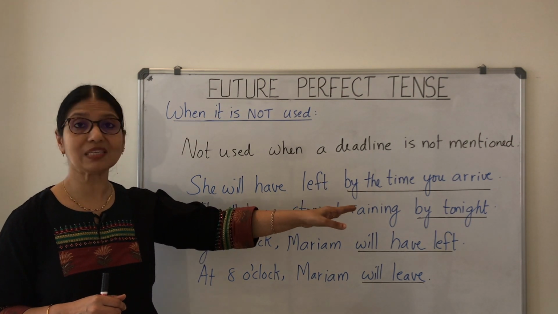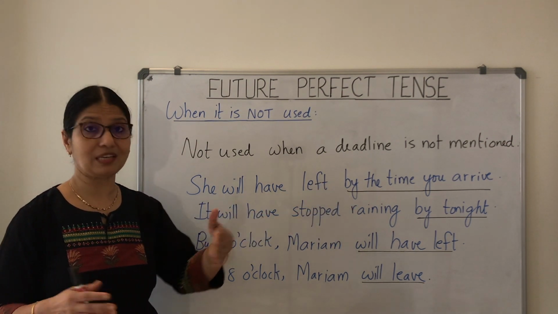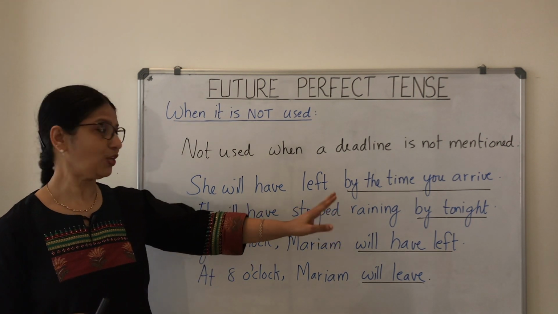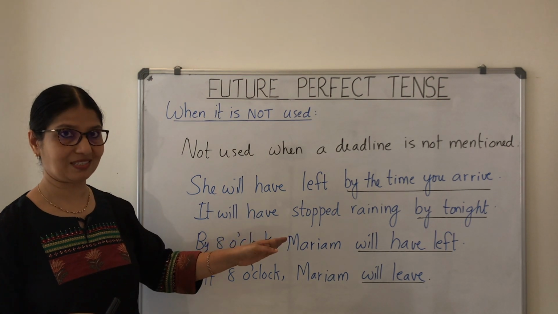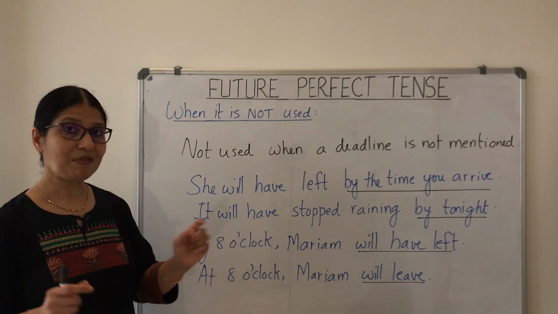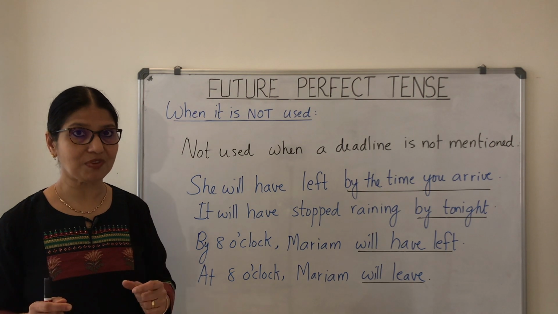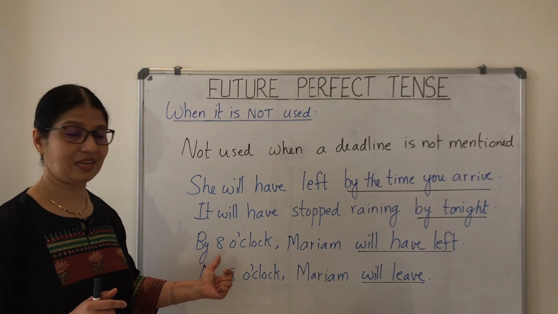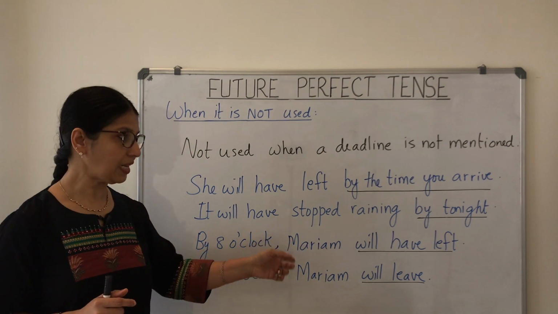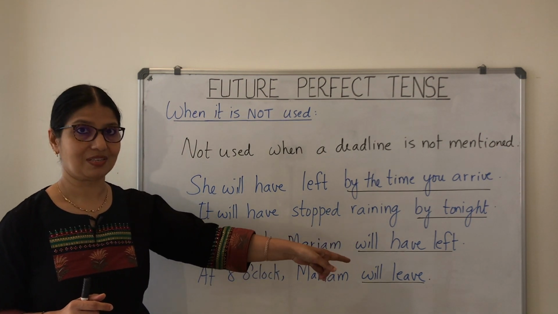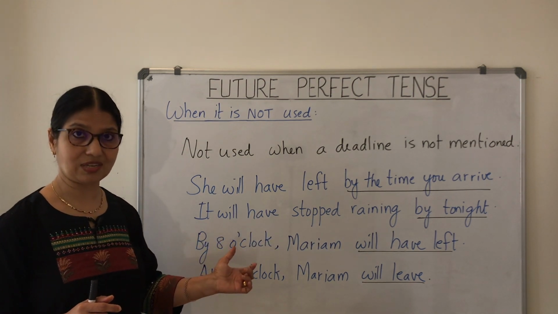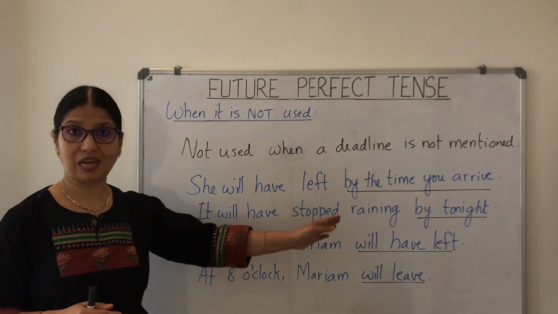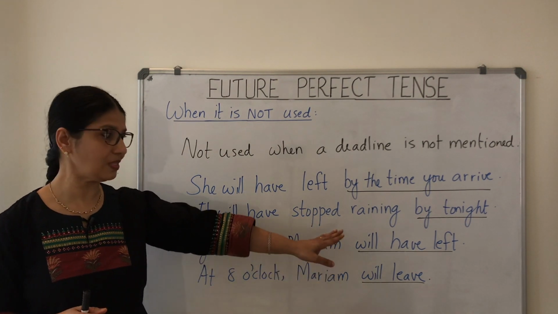So here again I'm using a time expression. Maybe that is in the near future, that doesn't matter. But as long as you have a deadline there, you can use the future perfect tense. But the time expression that we use, the preposition we use, is very important. For example, in the sentence I say, by 8 o'clock, Mariam will have left. So when I say by 8 o'clock, it means that at any time before 8 o'clock, Mariam will have left. So it's perfectly right to use this tense there.